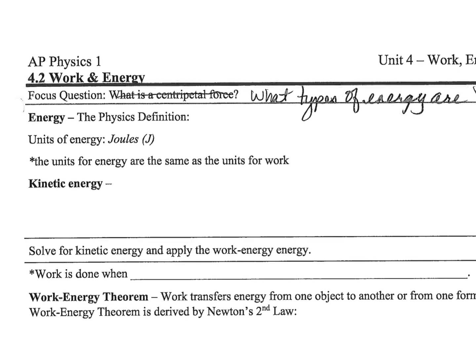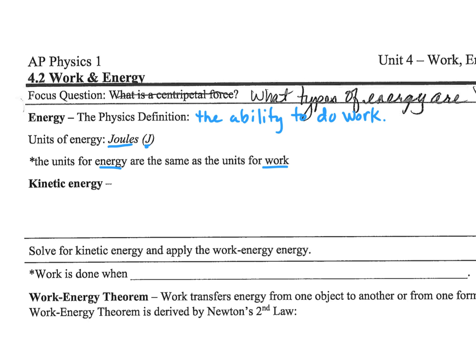What is energy? Well, energy, the physics definition, is simply the ability to do work. Think about it. Can you do work if you don't have energy? No. Units of energy are joules, that's joules with a capital J. And notice, what else has units of joules? Energy and work. They're both joules. Thus, you can see how work and energy are tied together intimately.